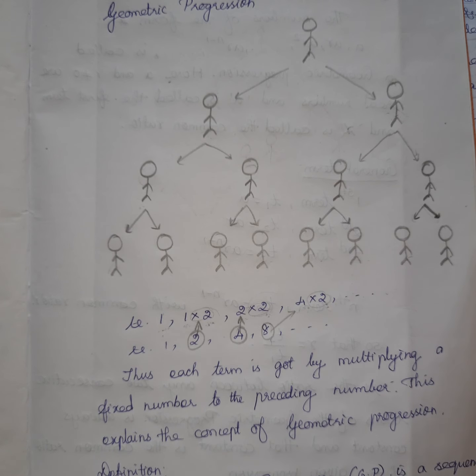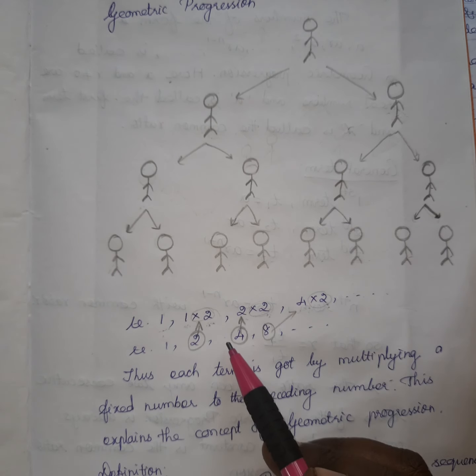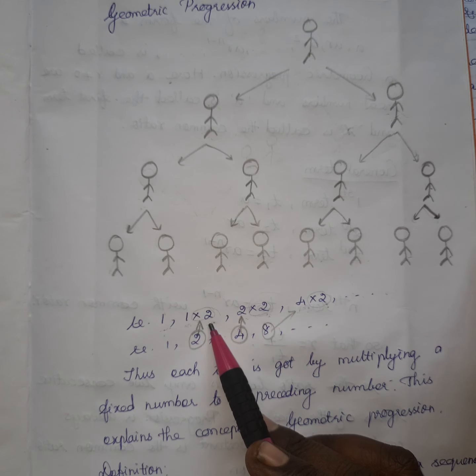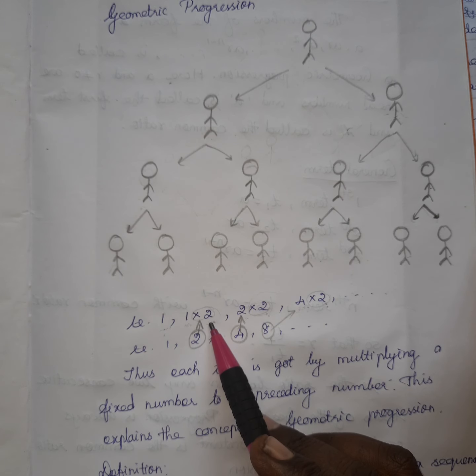The fixed number is called common ratio. In arithmetic progression we studied it is common difference, since we are adding a common value. Here we are multiplying the number, so we can say that common number is the common ratio.